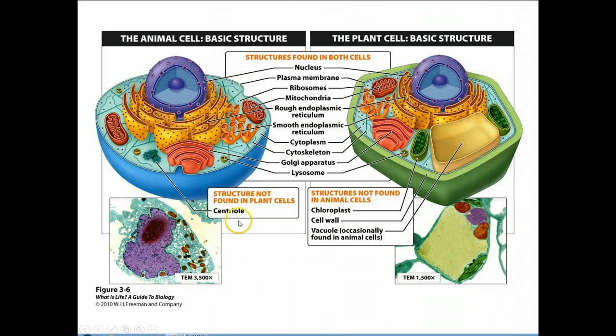A structure not found in a plant cell is the centriole. These move the chromosomes and other components, and the cells in plants have a different way of dividing their DNA, and so they don't need the forklifts like those do.